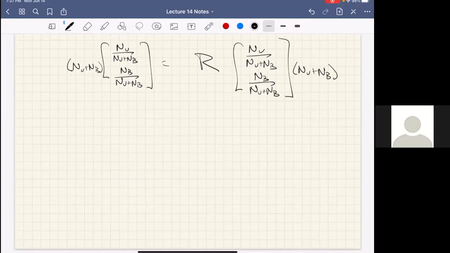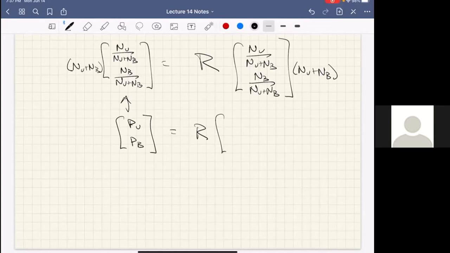Like so. Now, what is this? This is the probability that if I pick any given receptor, it's in state U, and the probability that it's in state B. So now I have a master equation in terms of probability.